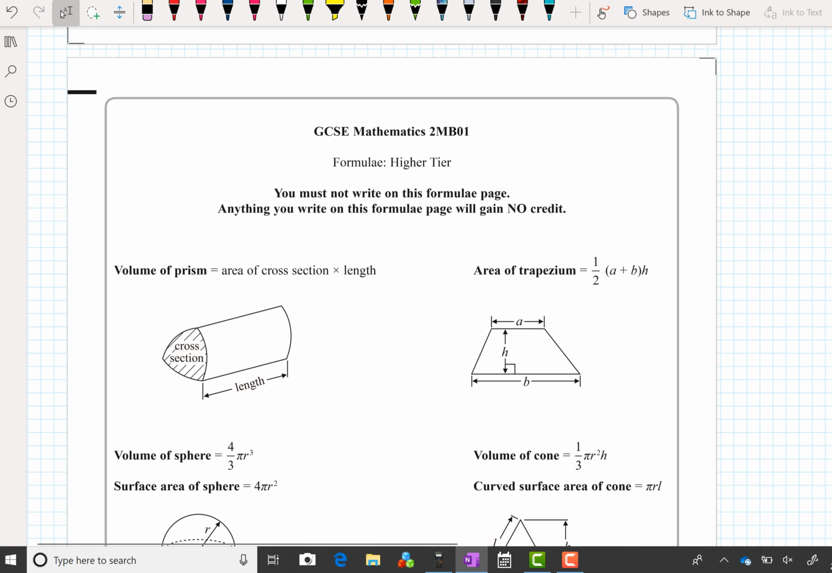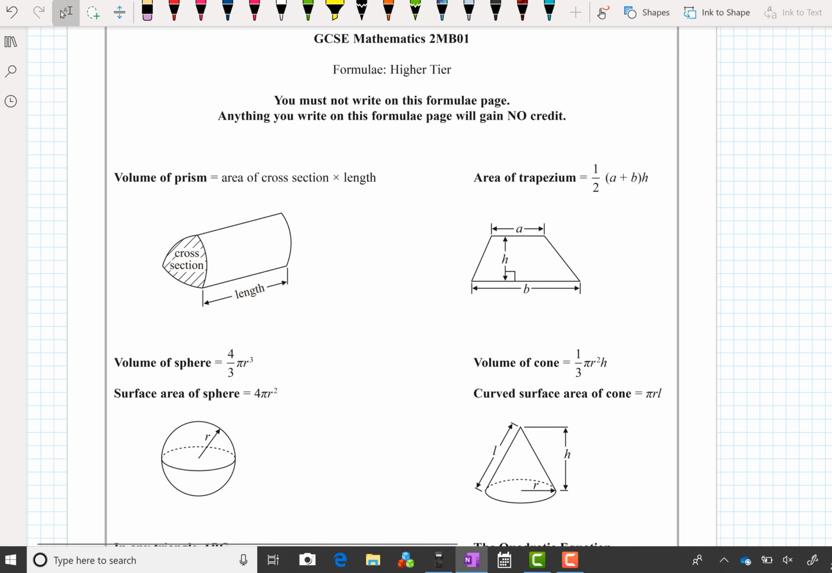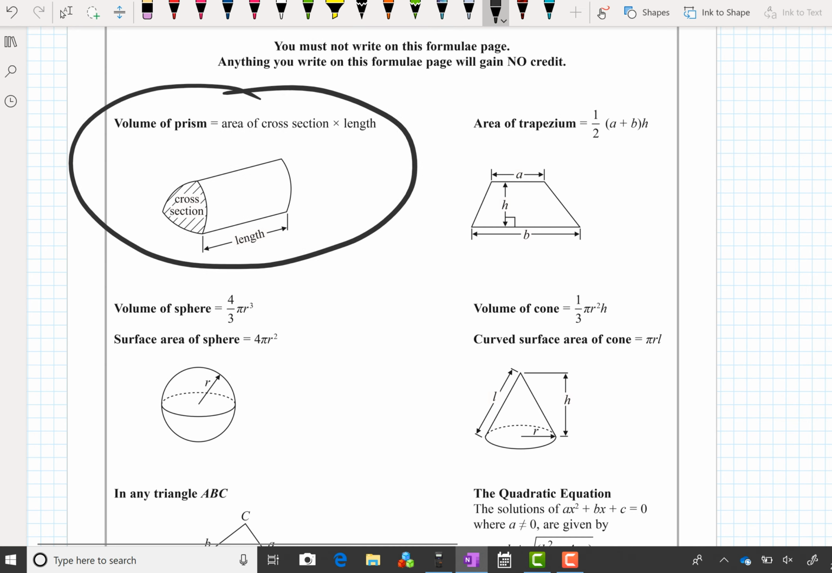So things worth noting, right? The formula page. This is for the higher tier, so of course it's going to be a little bit different to the foundation paper. Volume of a prism. That's any prism, so it's got a constant cross section throughout, so the front face and the back face are exactly the same, and if you were to drag the front face all the way from end to end, it will be constant throughout. It's not like this one here, that's definitely not a constant cross section, got some weird dent in it. So volume of a prism might be useful.